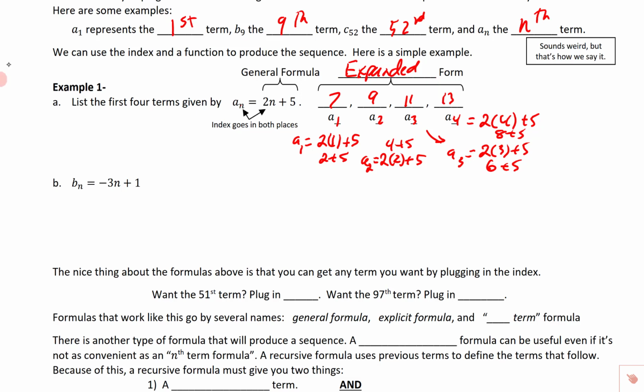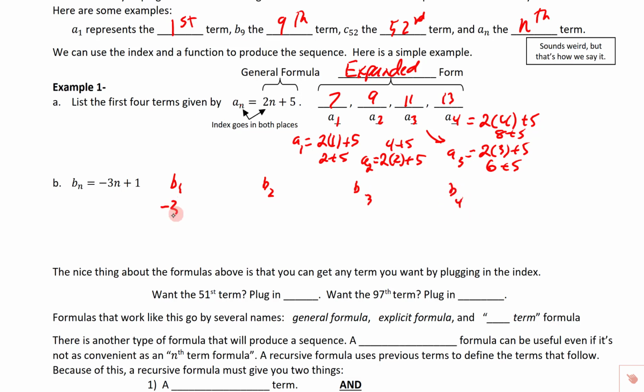So we'll do the next one right here. This is B, and notice that we've got A sub n here and B sub n. We can use any letter that we want. We usually use n for the index, though. So I'm going to write down B sub 1, and then we're going to do B sub 2, and then B sub 3, and then we'll do B sub 4, and then we'll write them all down.